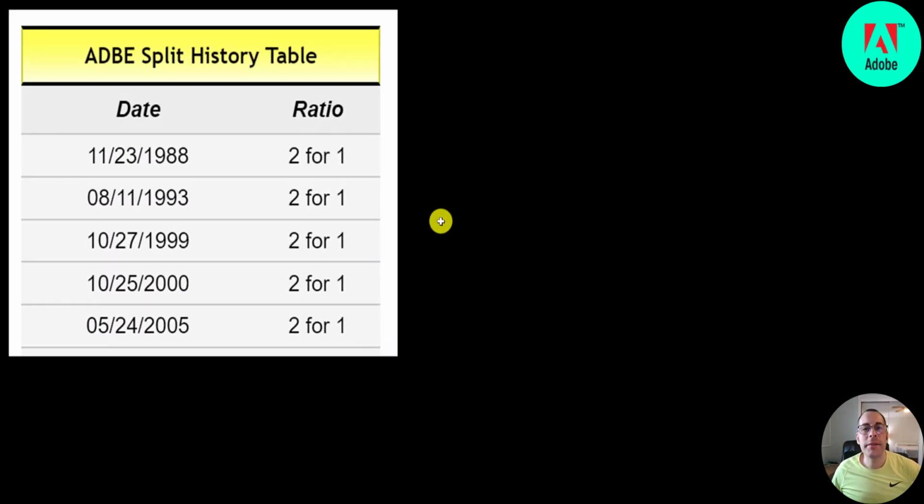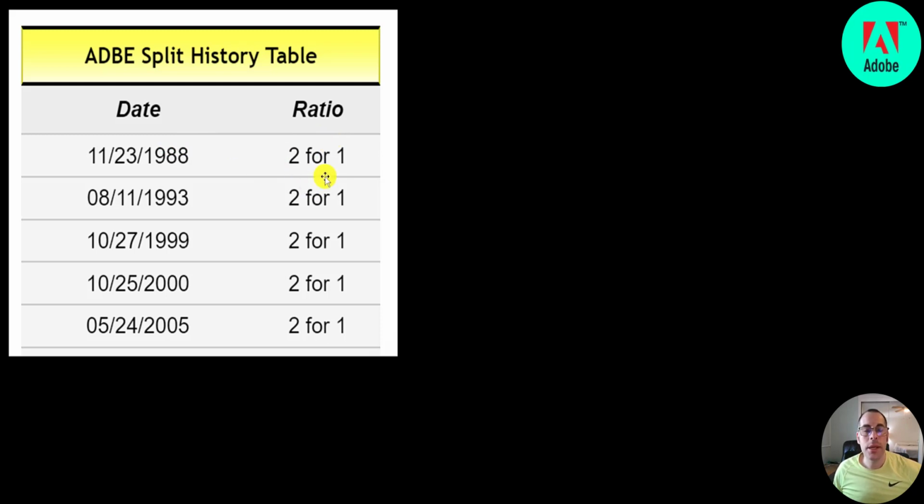Adobe has done 5 stock splits. The first in 88, a 2-for-1. They've only done 2-for-1s, 93, 99, 2000, and 2005. So if you bought 1 share, say in 1987, in 88 you would have 2 shares. That 1 share would now be 2 shares.